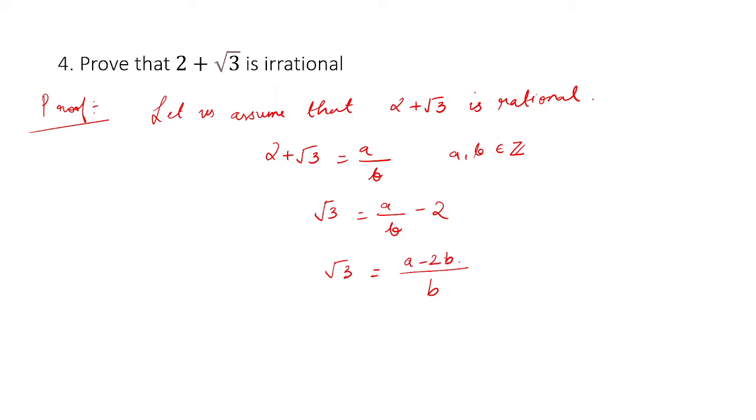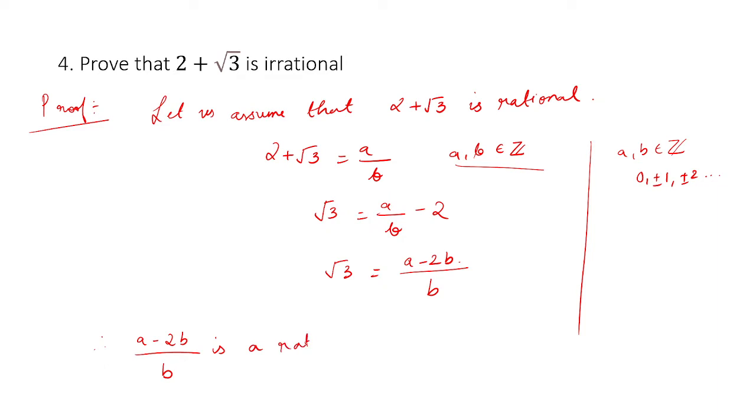Now if you look at this, we have the given statement that a and b belong to the integers. So a and b can take any values as long as they are integers, so it can take 0, plus or minus 1, plus or minus 2, and so forth. If you've watched my previous videos, I've explained what values you can take for a and b, so watch that and you'll have a better clue. Therefore, a minus 2b by b is a rational number. Clear?